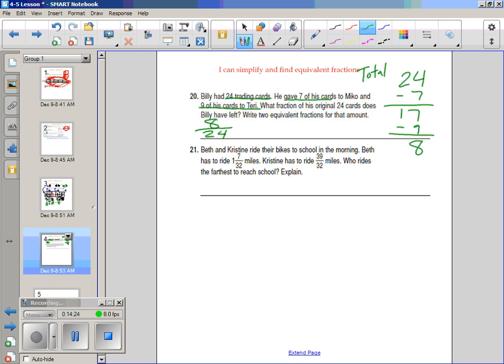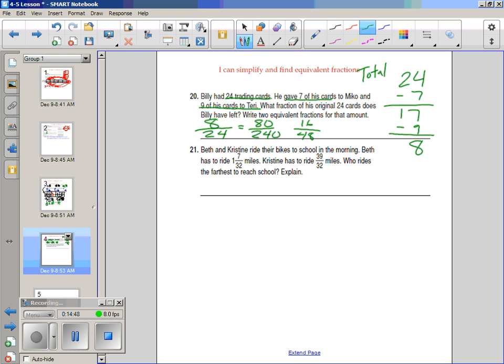Who can tell me one equivalent fraction that's equal to 8/24? Oh, it's his favorite one. 80 out of 240. Good. He used one of the methods from before. Go on. 16 out of what? 48.